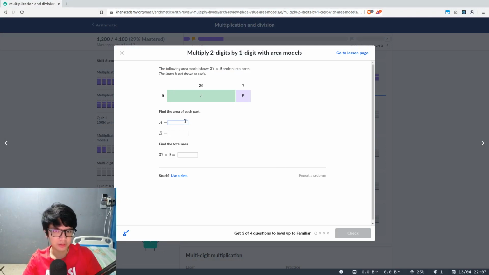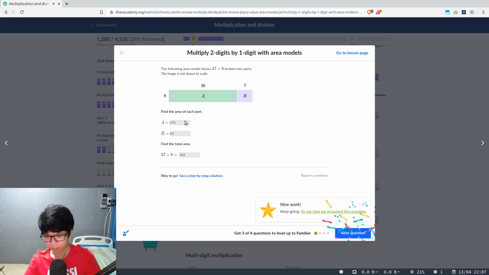Okay, the following error mode is 7 times number into parts. The image not drawn to scale. Find the error of each part. 9 times 30 is gonna be 270, and then it's gonna be 63. It's gonna be 333. Yeah.